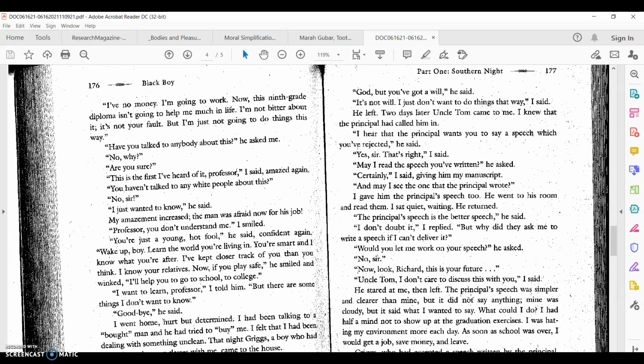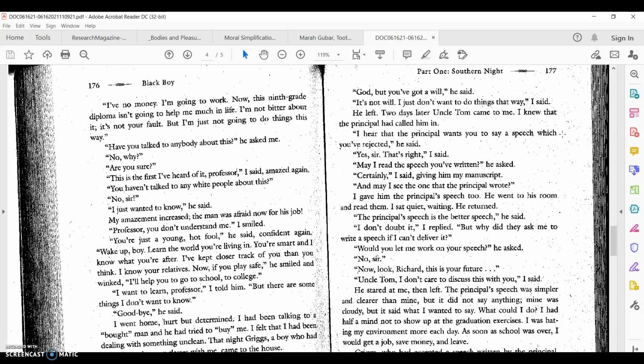"God, but you've got a will," he said. "It's not will. I just don't want to do things that way," I said. He left. Two days later, Uncle Tom came to me. I knew that the principal had called him. "I hear that the principal wants you to say a speech which you've rejected," he said. "Yes, sir, that's right. May I read the speech you've written?"